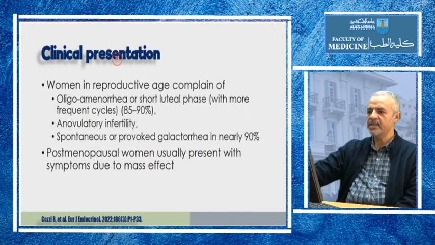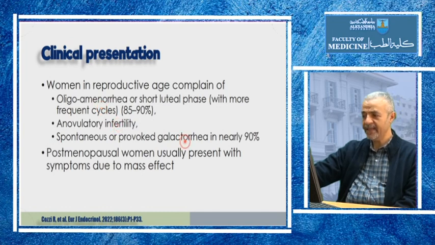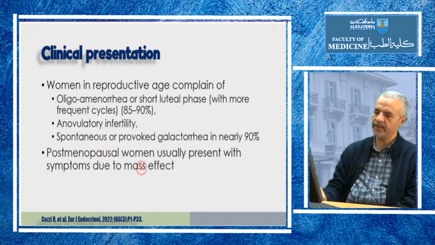The clinical presentation in women differs according to the age. So in the reproductive age, they usually complain of oligo or amenorrhea or short luteal phase, which may present with short frequent cycles, infertility, and galactorrhea, which is present in almost 90% of the patients. While if she is a postmenopausal female, usually the presentation would be due to a mass effect.